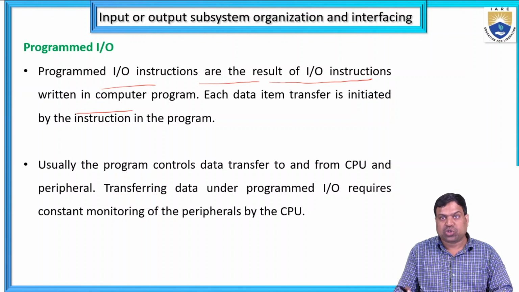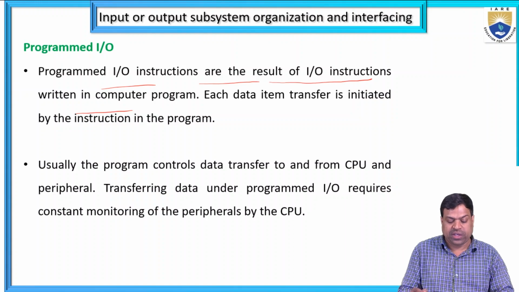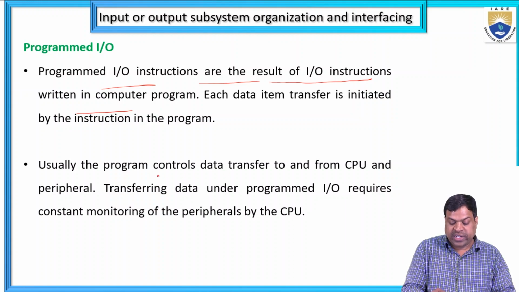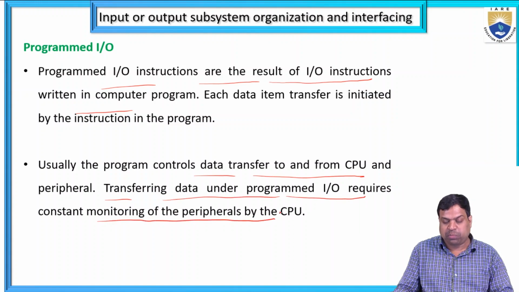Okay, programmed means that through programming only we have to give the instructions. So through the instructions written in the computer program, it is programmed. Okay, it controls the data transfer between the CPU and the peripheral, and transferring data under programmed IO needs constant monitoring of the peripheral.